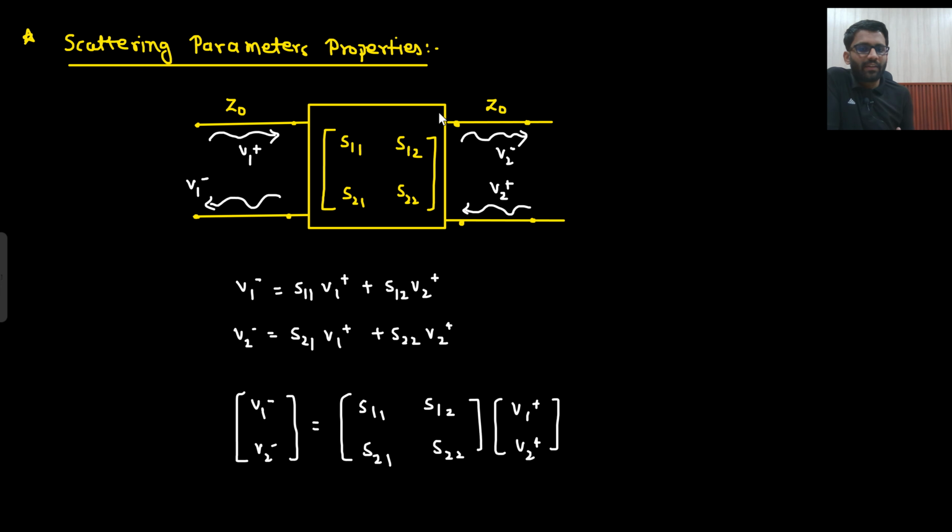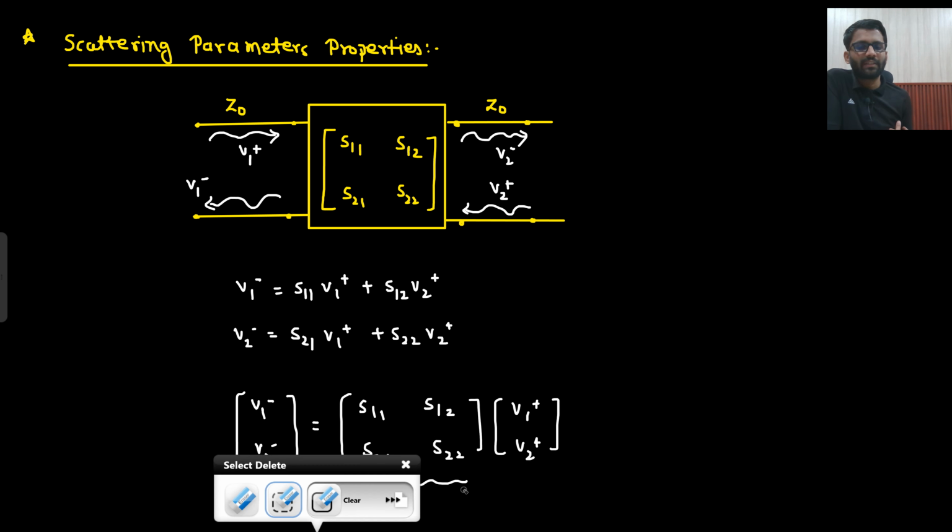This was our two-port network whose scattering parameters were defined as S11, S12, S21, S22. These were our transmission lines. V1 plus we were sending, V1 minus was being reflected back, and V2 plus we were sending and V2 minus was being reflected back. This is how V1 minus and V2 minus were defined. Can I write them as a matrix as well? V1 minus is equal to S11 V1 plus S12 V2 plus, V2 minus is equal to S21 V1 plus S22 V2 plus. Simple mathematics. So this is our scattering parameter matrix.